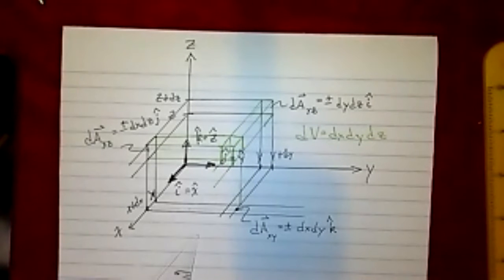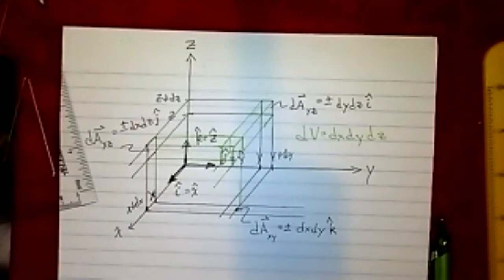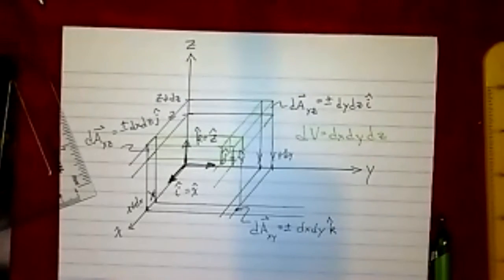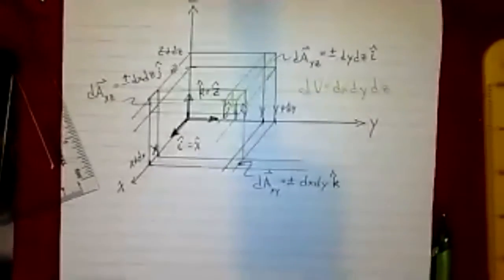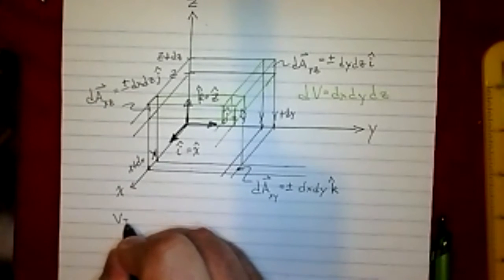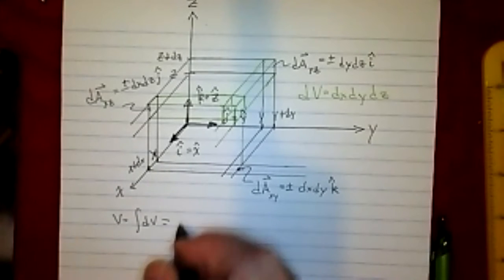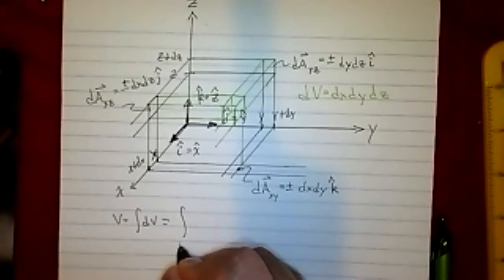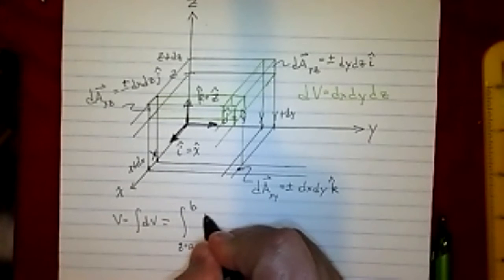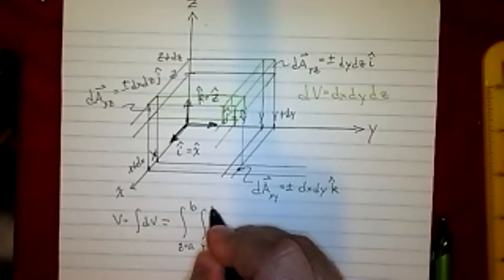Now, the beauty of using these is you can do volumes really easily, like you did in Calc 2, where you had to use disks and washers and stuff like that. But with this case, you just use a differential volume element and integrate that. But the downside is you're using a triple integral, and that seems scary to people. So I can say the volume of a cube is the integral of the differential volume, which would be the integral from, let's say, z equals a to b, and then y equals c to d.